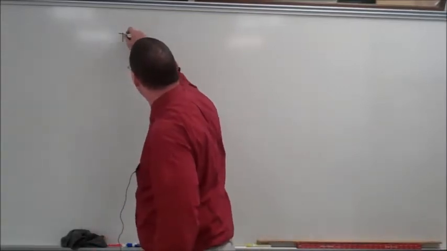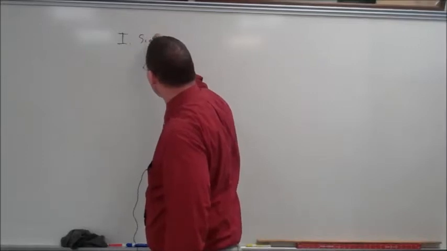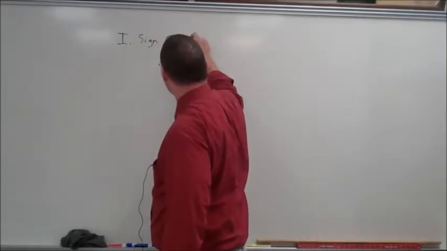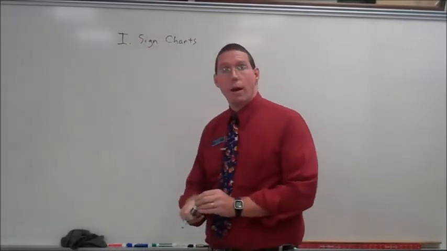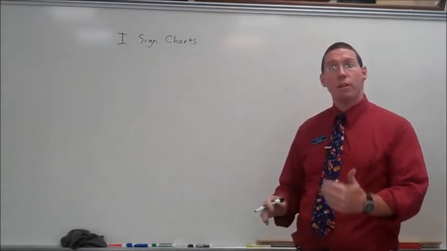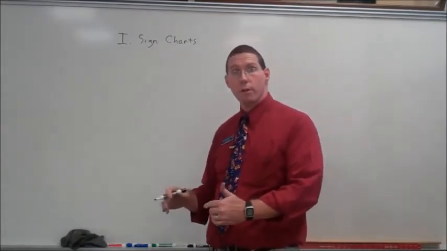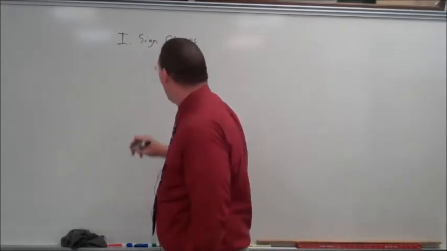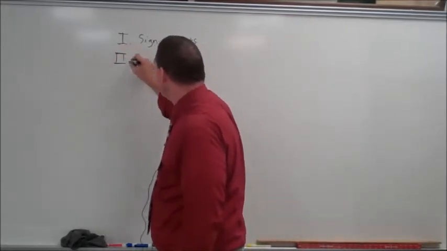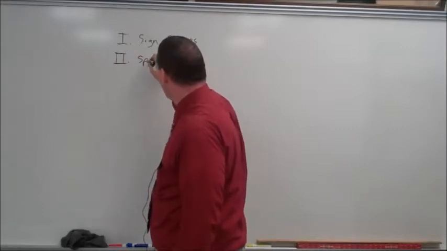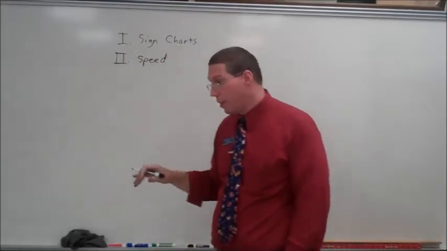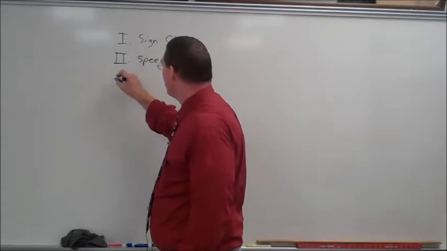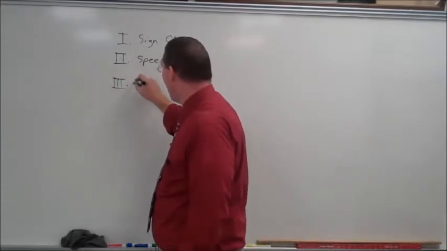First one, I want to talk about sign charts. Sign charts for identifying where a function is positive and negative. It's really good for velocity. It's also really good for acceleration and also for position. Sign charts are very useful. I want to talk about speed, which we just talked about briefly. And the third thing I want to talk about, which we did not talk about yet, is average rates of change.